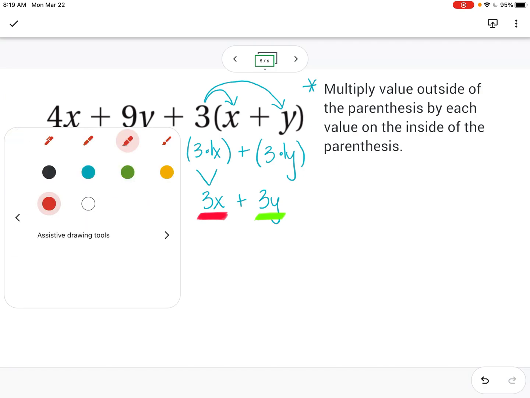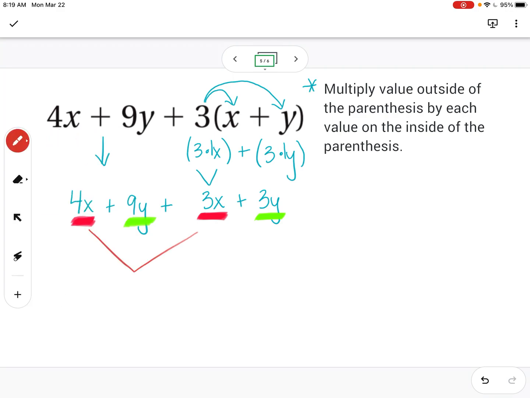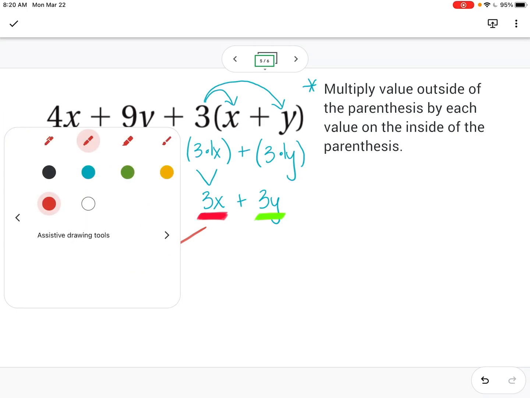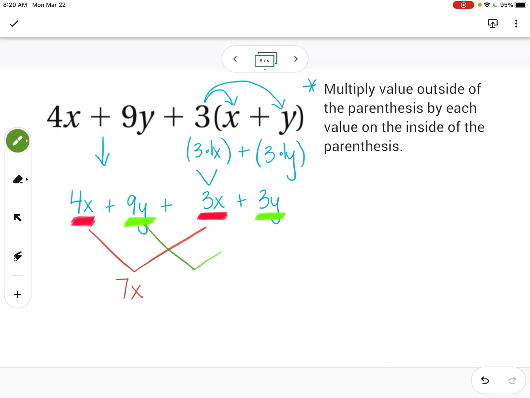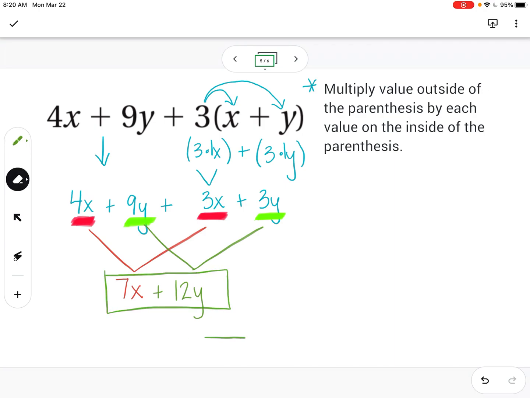So all we're going to do is combine them. And remember, we are going to use whatever operation is shown in between, and we're just going to do that to the coefficients. So in this case, 4x plus 3x, we're going to add the coefficients. So 4 plus 3 is going to give us 7x. Does that make sense? Try this next one then. 9y plus 3y, once again, we're going to add the coefficients. 9 plus 3 is going to give us 12, and just plop the variable on the end, y. And now we cannot combine these terms any further, so that would be our simplified expression.